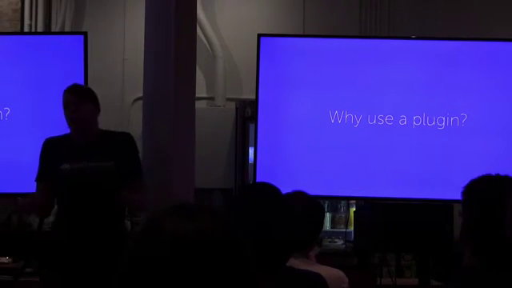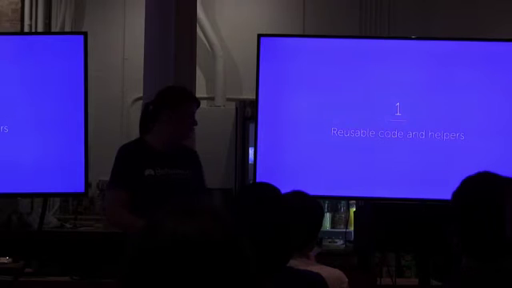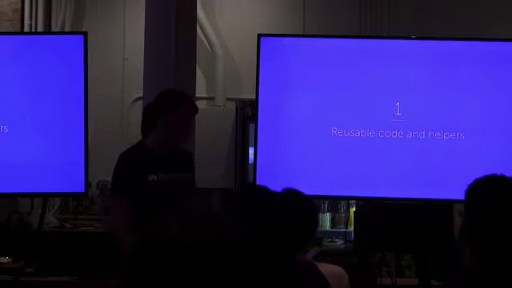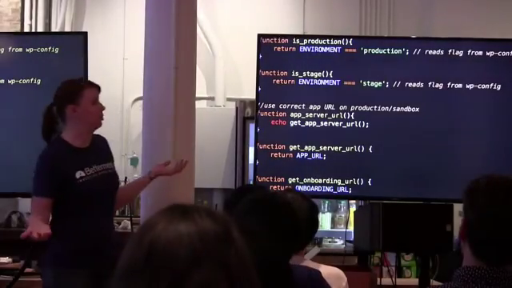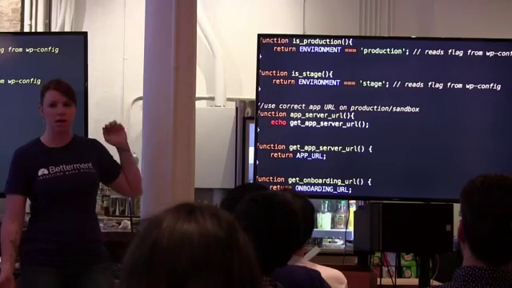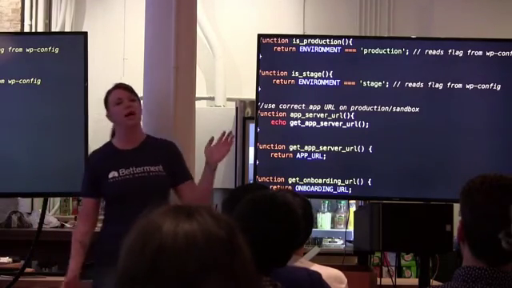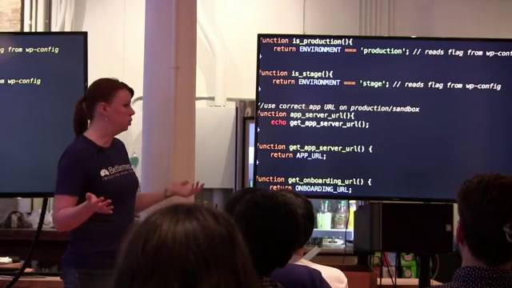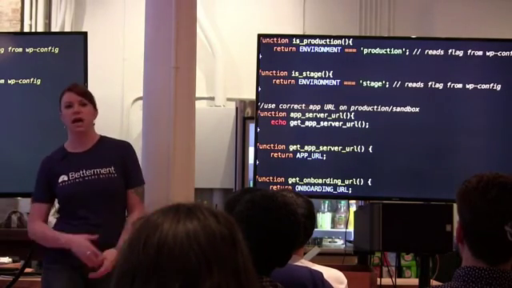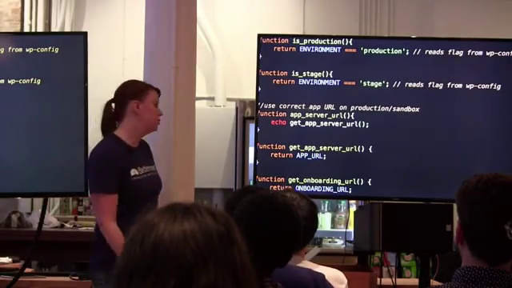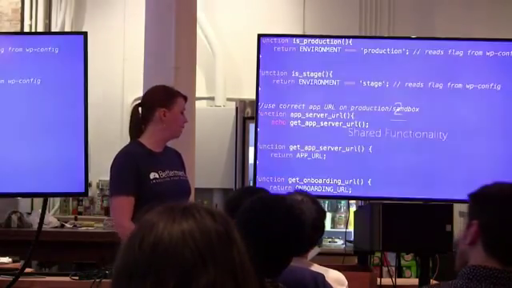So why do we use a plugin for this? The first thing is that it allows us to reuse a lot of code. For example, this is something we use all the time. Are we in production? What's the URL of our application? There's tons of things like that that are just helpers, and we don't need to rebuild these every time we launch a new site on our multi-site, every time we come up with a new type of landing page. We just don't need to bother with that.